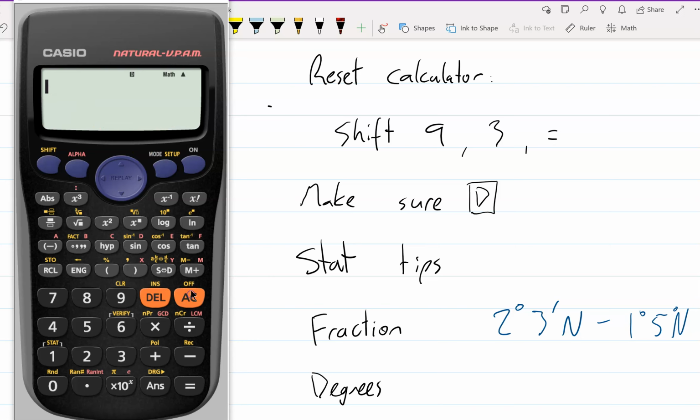Okay, so that is some little tricks with the calculator in case you've forgotten. Good luck.